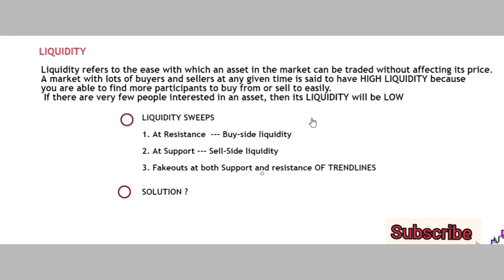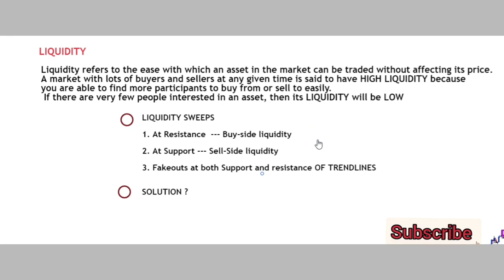Conversely, if you have fewer buyers and sellers participating in the market, it means there will be low liquidity. With certain forex pairs, there is really low liquidity. High liquidity comes with pairs like GBP USD, or even assets like gold. So you have high volume because there are more orders being placed, there are more participants trading that particular asset. So you have high liquidity.